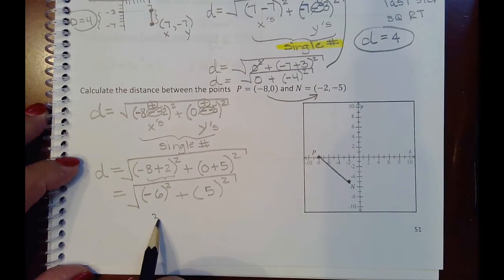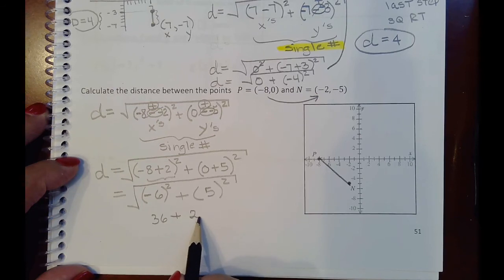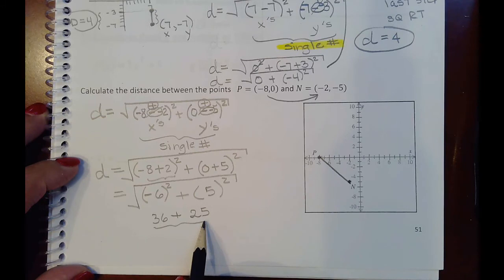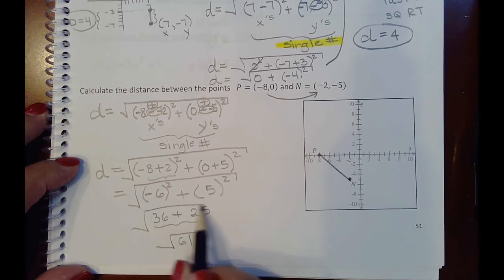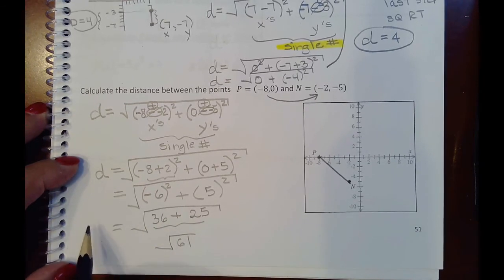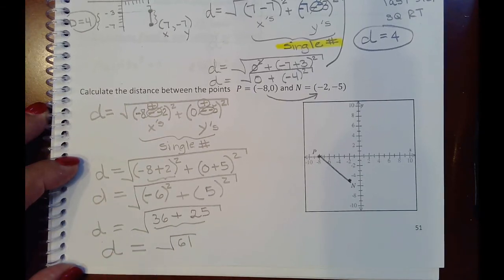So this would be 36. And then you can also put this in the calculator. This would be 25. Keep going until you get a single number. This plus this would be 61. All of that still underneath the square root as we attempt to see what the distance is.